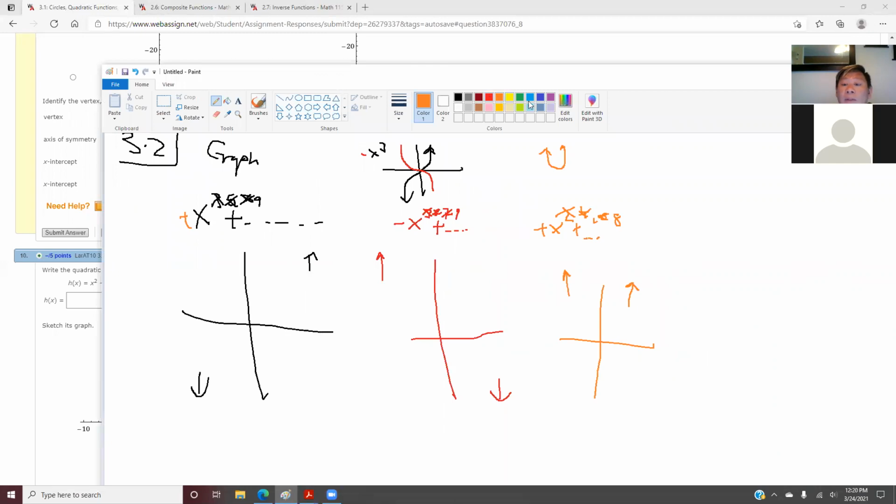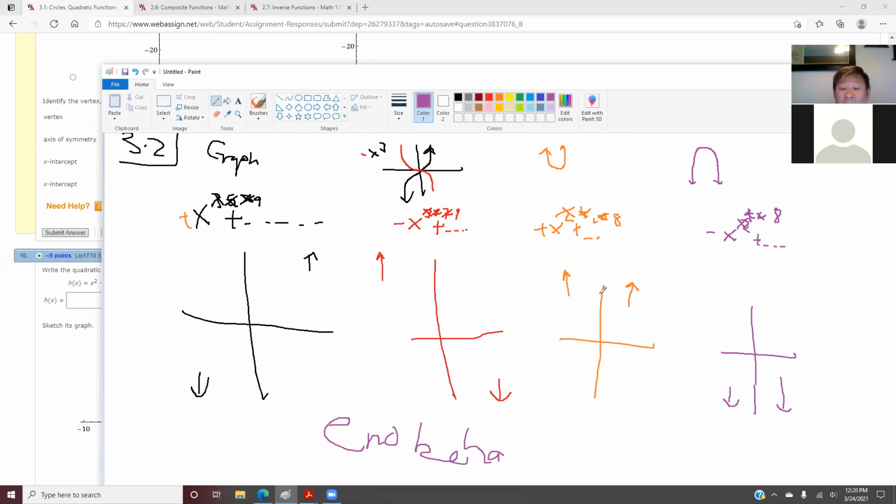And what happens if you have a negative x squared? We know when you see a negative, your parabola opens downwards. So that means both of them go down. And again, this works for 4, 6, 8, the even ones. This is called end behavior.